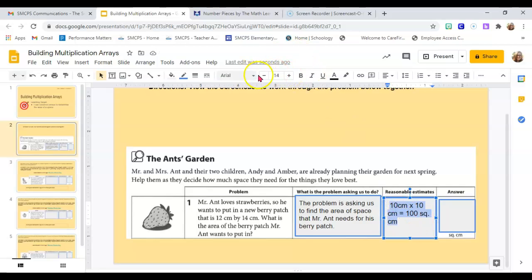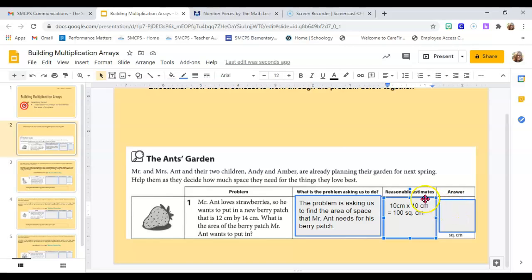Make this a little smaller. There we go. So about 100 square centimeters. Now I know it's going to be a little more than that because of course 12 and 14 are a little bit bigger than 10, so it's going to be a little bigger than 100. And remember, because we're finding area, we have to put squared in front of our units. And in this case, our units are centimeters. Now we have to find the actual answer.